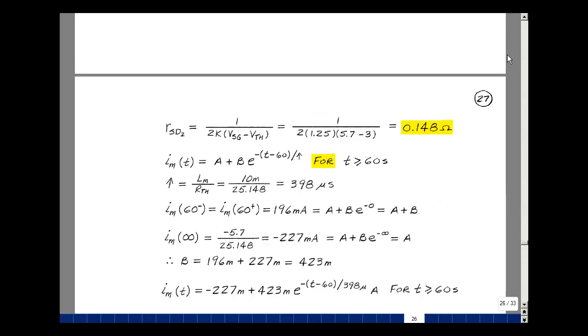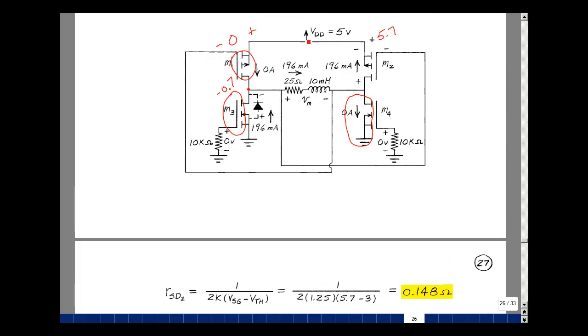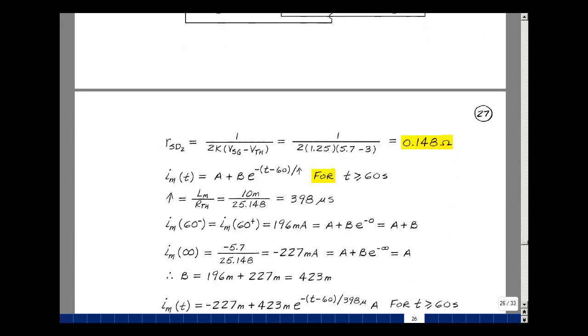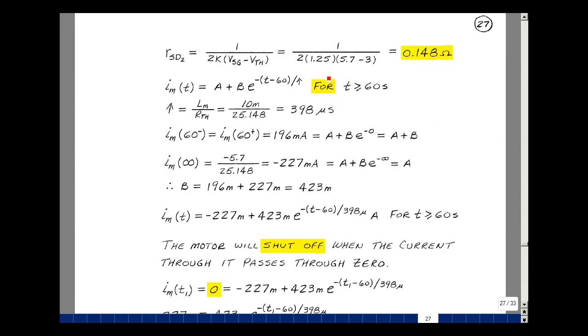So I've got a circuit, the battery, a resistance, another resistance, and here's a battery in a sense, and then one inductor. So a first order differential equation. This one's going to start at 60 seconds. You write that as some new A plus B times e to the minus quantity t minus 60 seconds over tau. And this would be true for t greater than 60 seconds. What's the resistance seen by the inductor?